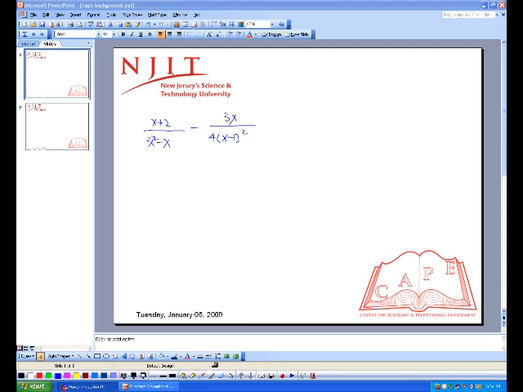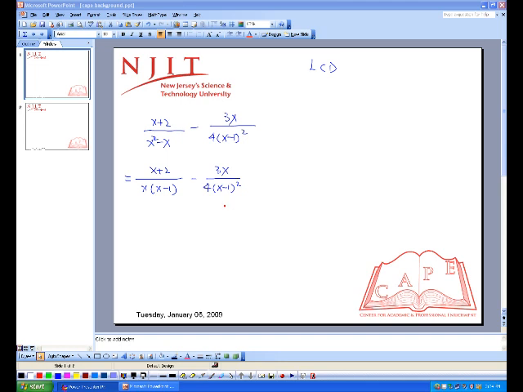So this is x plus 2 over x squared minus x, minus 3x over 4x minus 1 squared. Now we have to find the least common denominator. First of all, we want to completely factor each denominator. So x squared minus x, we can take x out, it becomes x times x minus 1. And the right side is already completely factored.